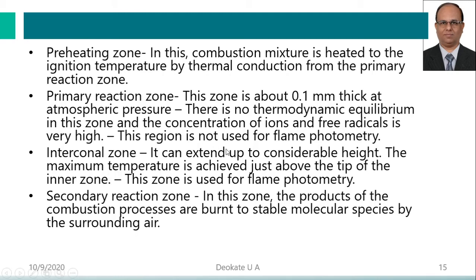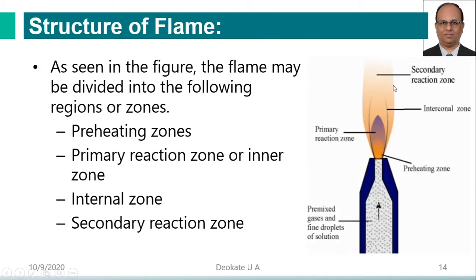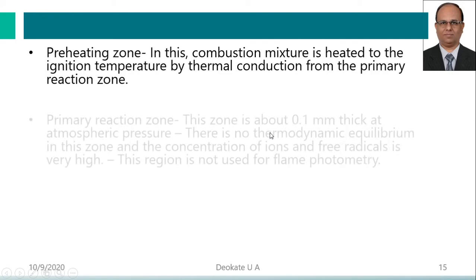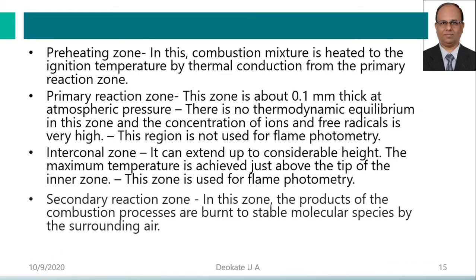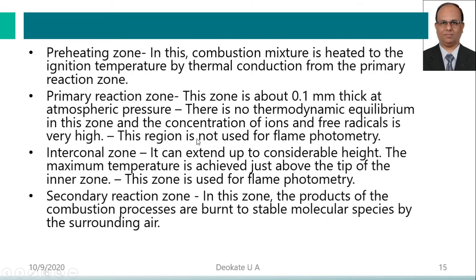The next region is the secondary reaction zone. In this zone, the products of the combustion process are burned to stable molecular species by the surrounding air. So where the detector should be located, and what the flame intensity should be, that is to be learned. You should have the idea about the various zones which are there in a flame.